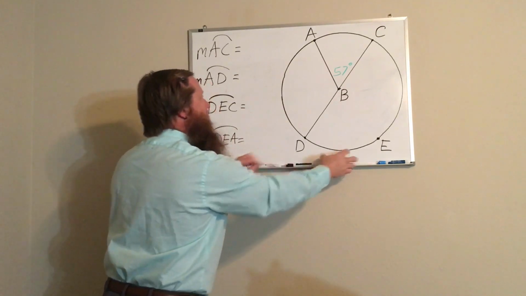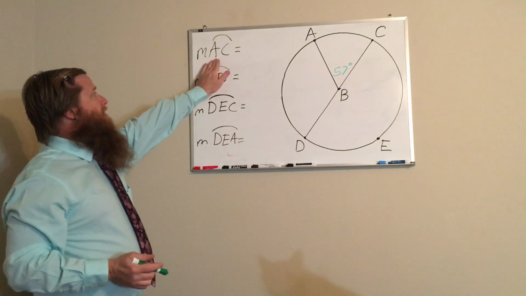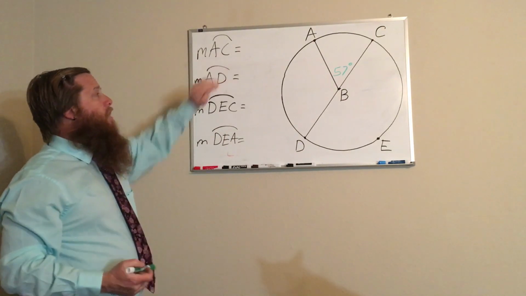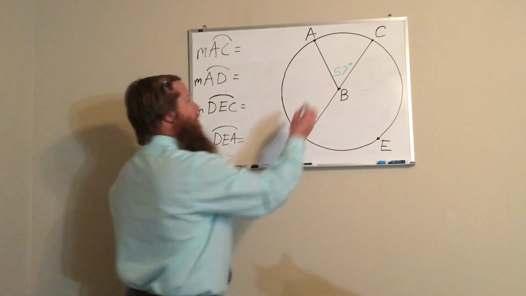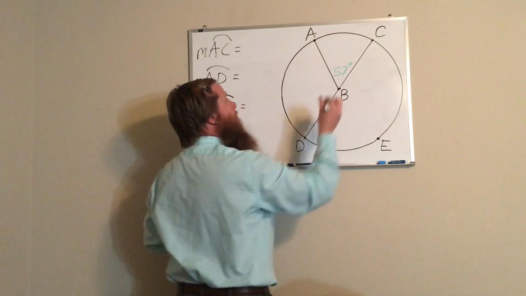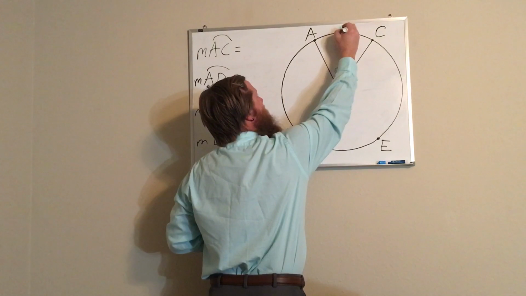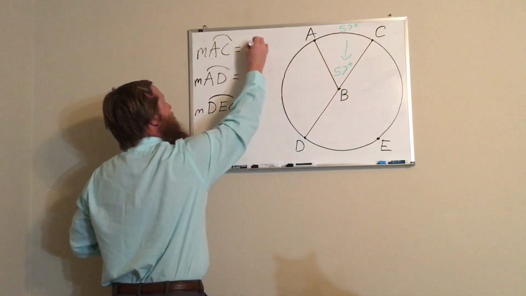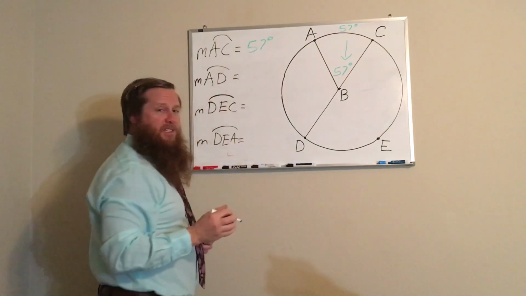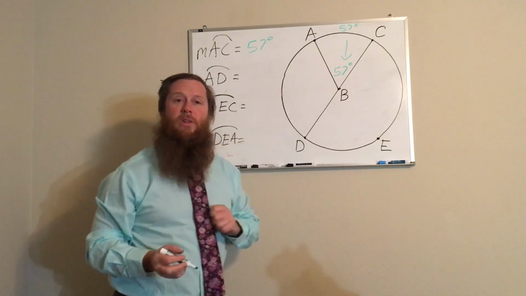So let's start off with some basics. The first one is the measure of arc AC. Well, the measure of arc AC is this arc up here, and it is the same as what the central angle measures. So this arc AC measures 57 degrees, the same as the central angle.